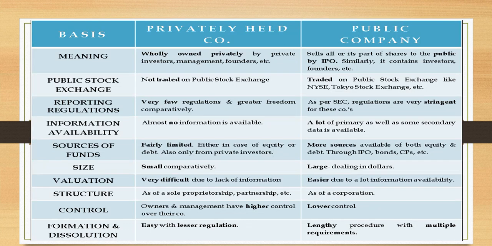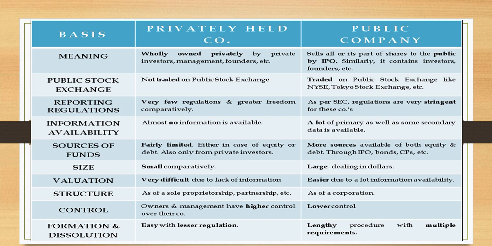So the difference between private and public company based on the meaning: the private companies are wholly owned by its investors, management and holders, etc. Public companies have shares held by the general public. Private companies are not listed in a public stock exchange. Public companies must be traded in stock exchange.